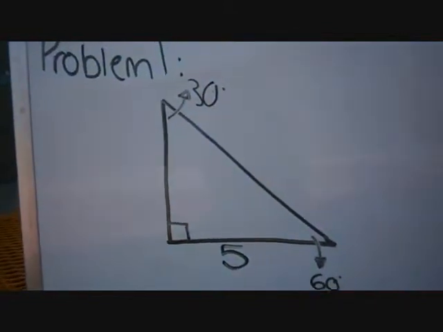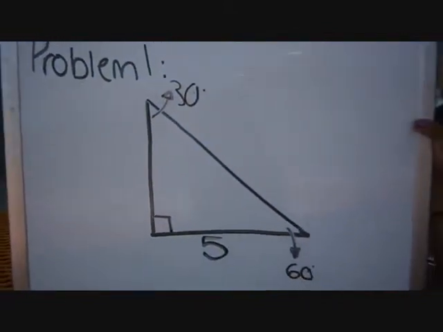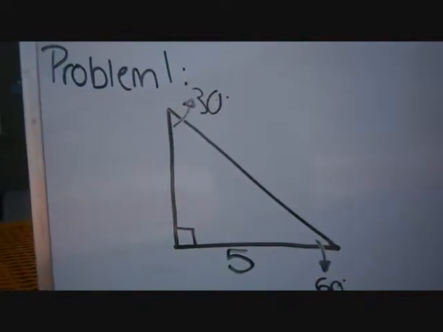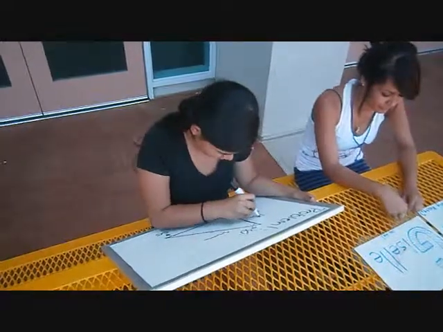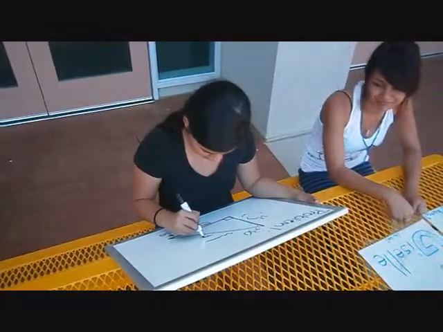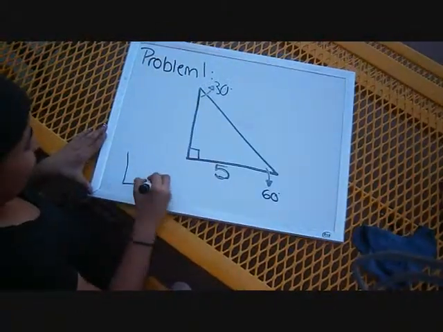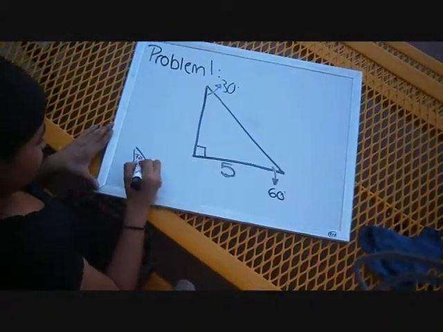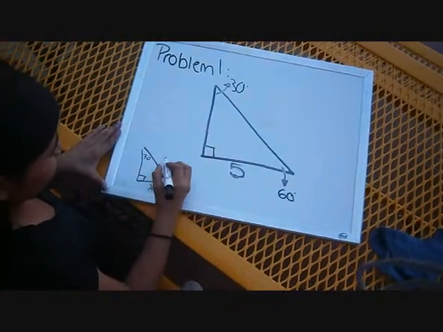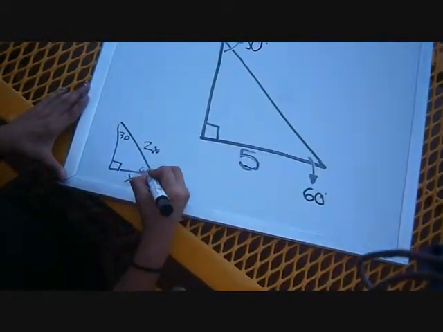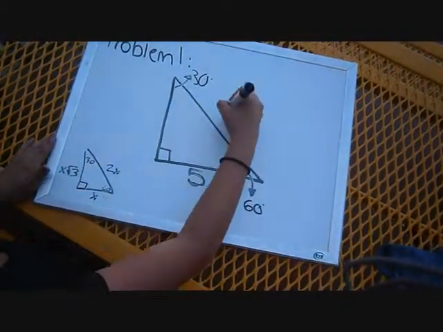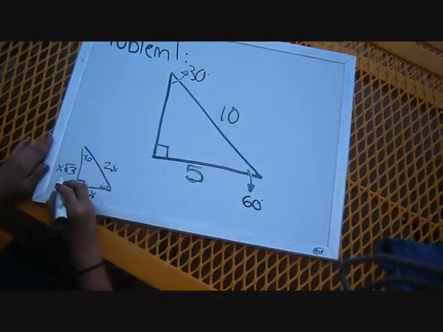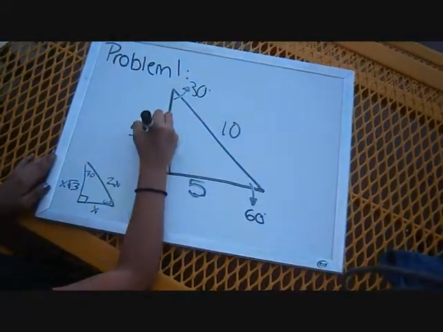This is our first 30, 60, 90 problem that Giselle will be solving for us. Those of you at home, don't forget to play along. Let's remember that across from the 30 is our x, and across from our right angle is 2x. Across from our 60 is x radical 3. So 5 is our x, so 2 times 5 is 10. 5 times radical 3 is 5 radical 3. We have now solved a 30, 60, 90.